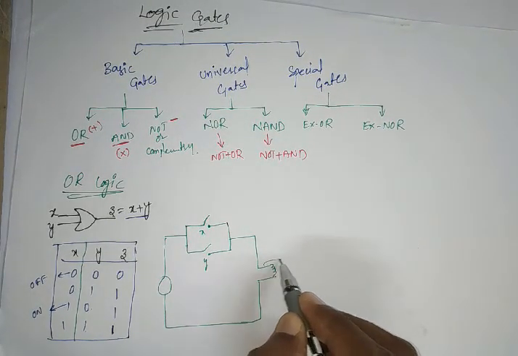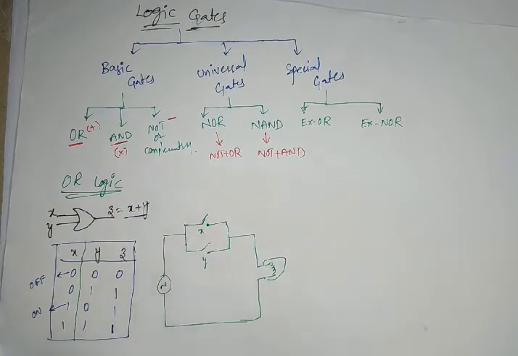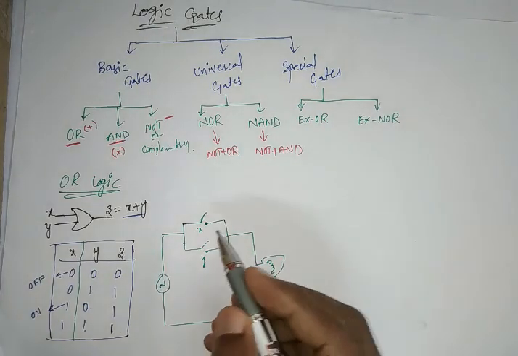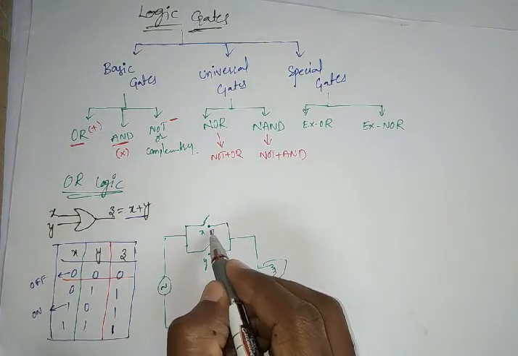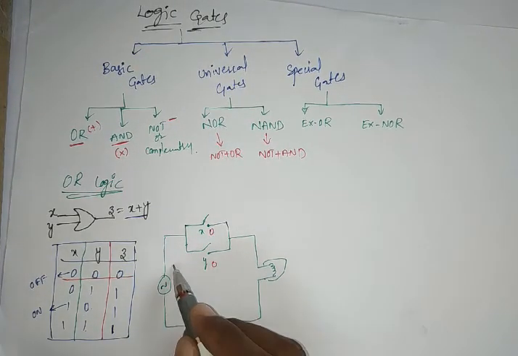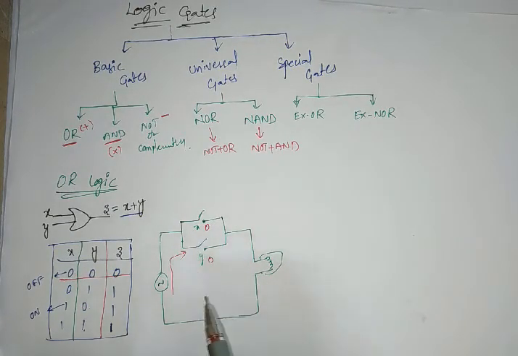Okay, this is a bulb. Here the inputs are X and Y. This is some input source. Here we are giving the inputs. Initially the switching inputs are 0 0. The power supply makes the bulb on or off based on the input switches.